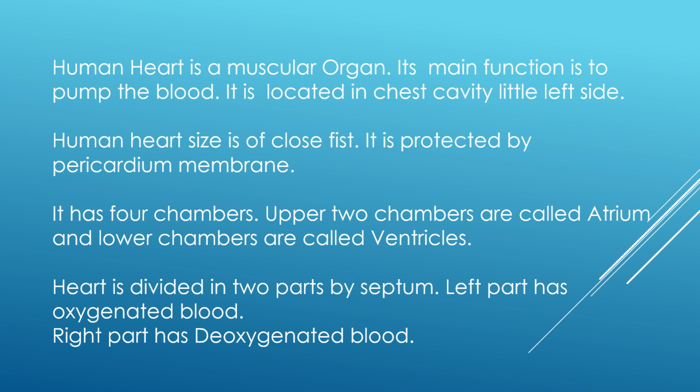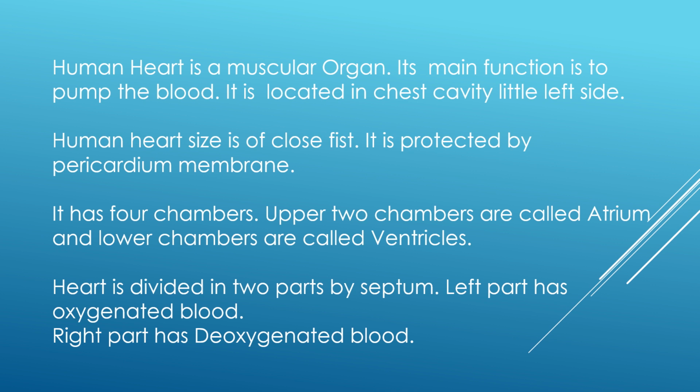The human heart has 4 chambers. The upper 2 chambers are called atria and the lower 2 chambers are called ventricles. The heart is divided into 2 parts by the septum, the left part and the right part. The left part has oxygenated blood and the right part has deoxygenated blood.